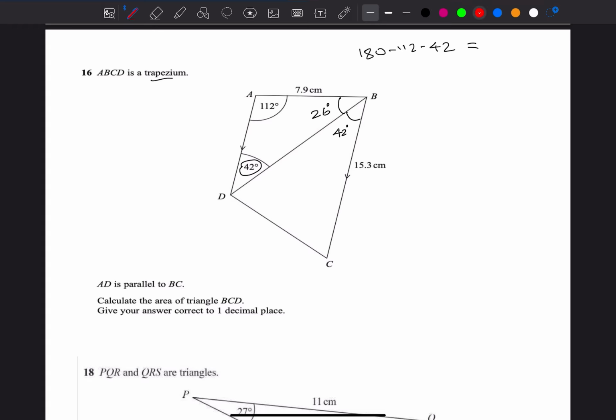So we can work out the common length, which is this one. That 26 was kind of useless. We will call this length BD as well. So what is it then? BD over sine 112 equals 7.9 over sine 42. Let's multiply by sine 112. BD works out to be 10.95.